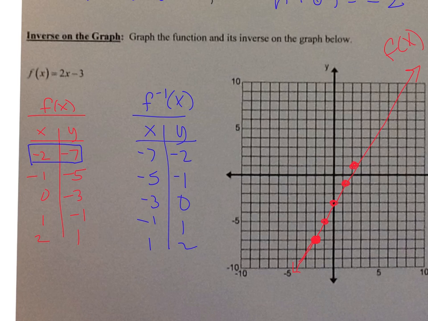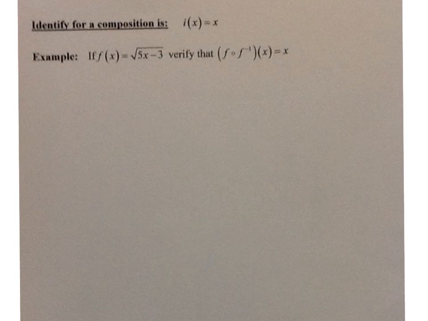Plot the points. So we have negative 7, negative 2, negative 5, negative 1, negative 3, 0, negative 1, 1, and 1, 2. So we'll use something straight, nice and straight. Draw your line and label that. Put it over here, the inverse of f of x. Okay, so that's how you do a graph. And we got one other thing to talk about, so just flip it over.